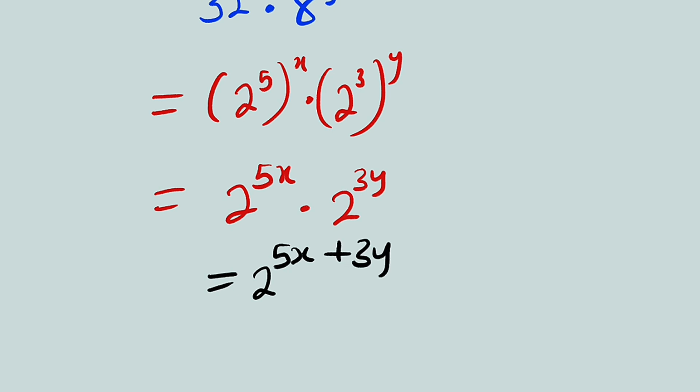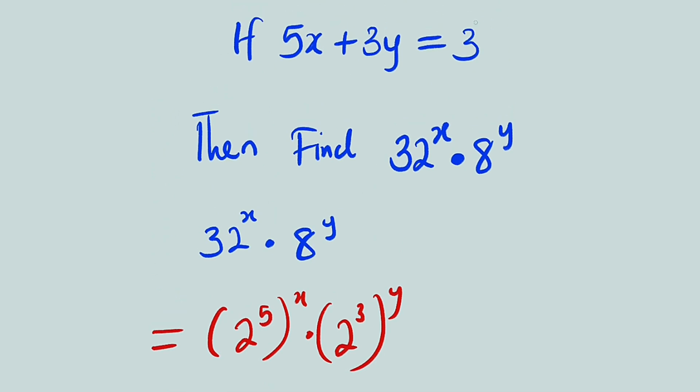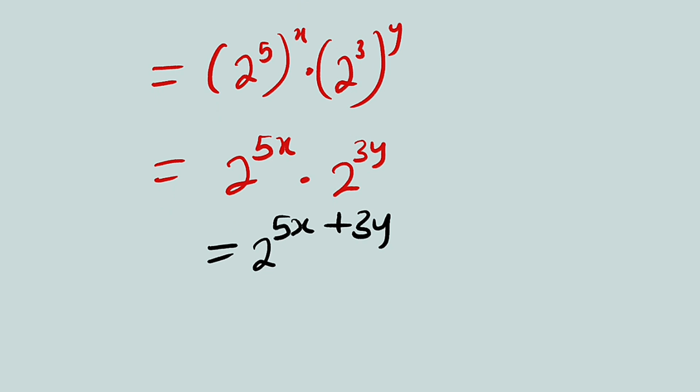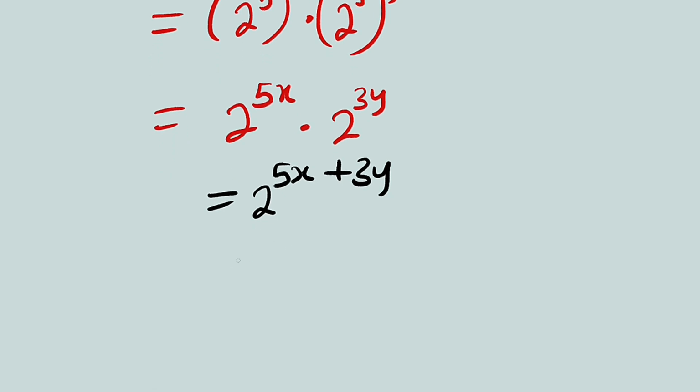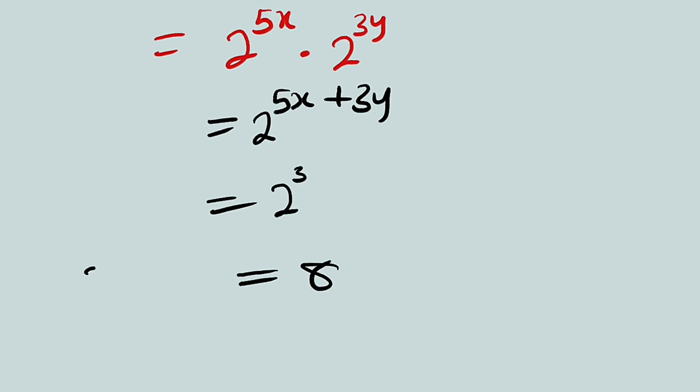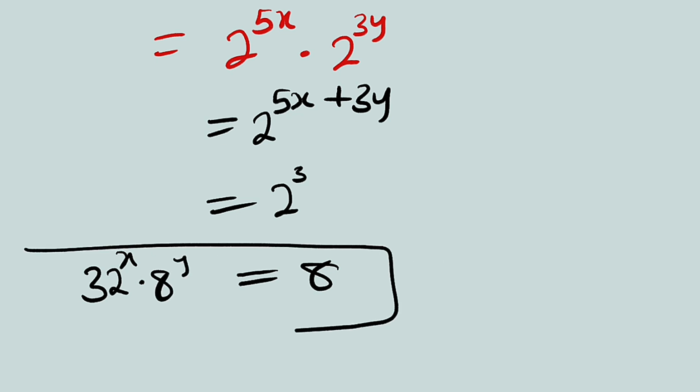But remember, 5x plus 3y is nothing but 3. So all we have to do is to substitute 5x plus 3y equal to 3. So this is equal to 2 to the power of 3, which is equal to 8. Therefore, the value of 32 to the power of x multiplied by 8 to the power of y is nothing but 8.